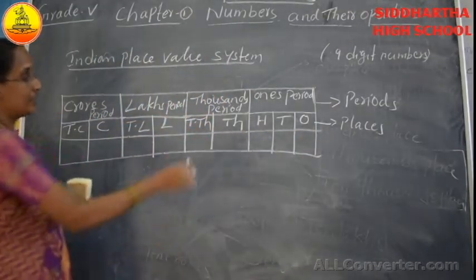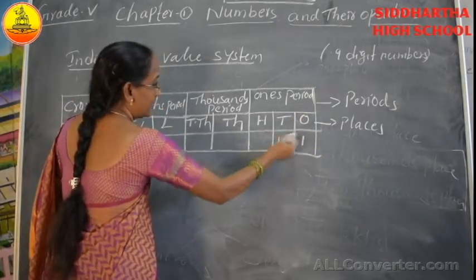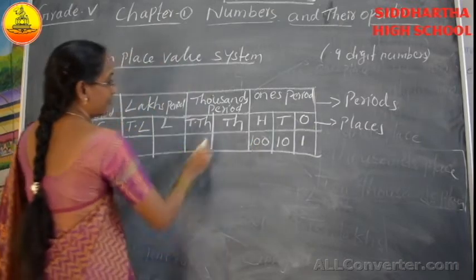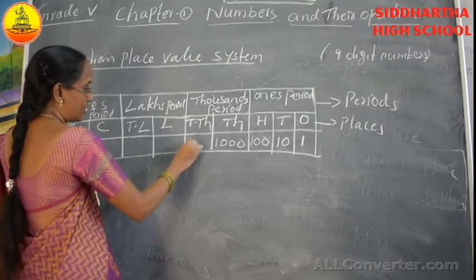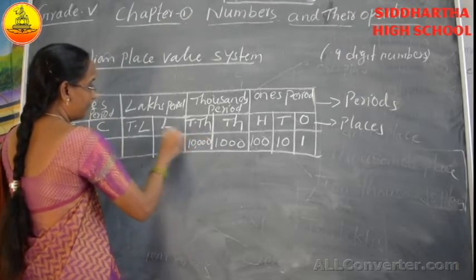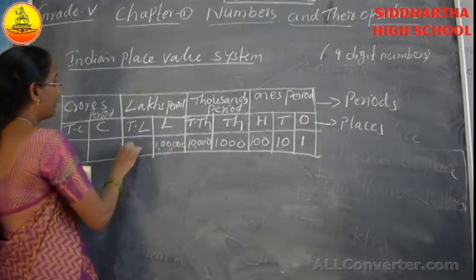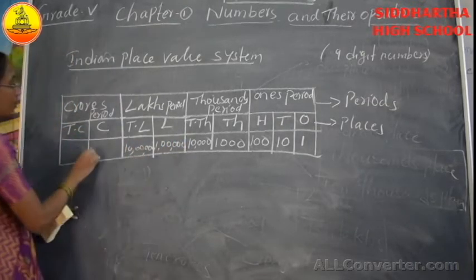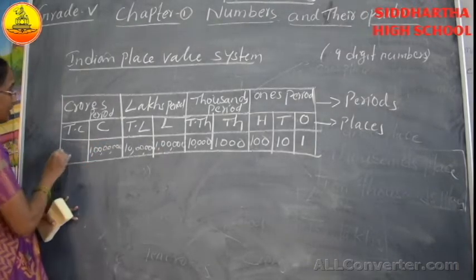Ones, tens, hundreds, thousands, 10,000s, lakhs, 10 lakhs, crores, 10 crores.